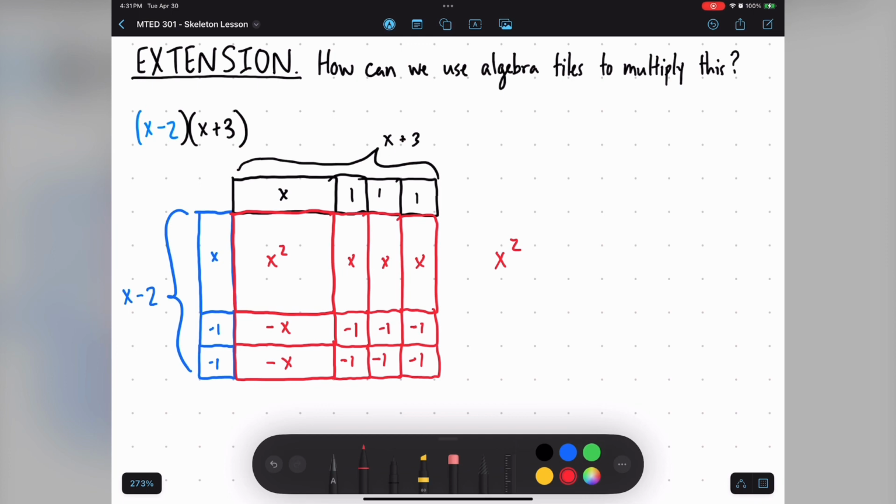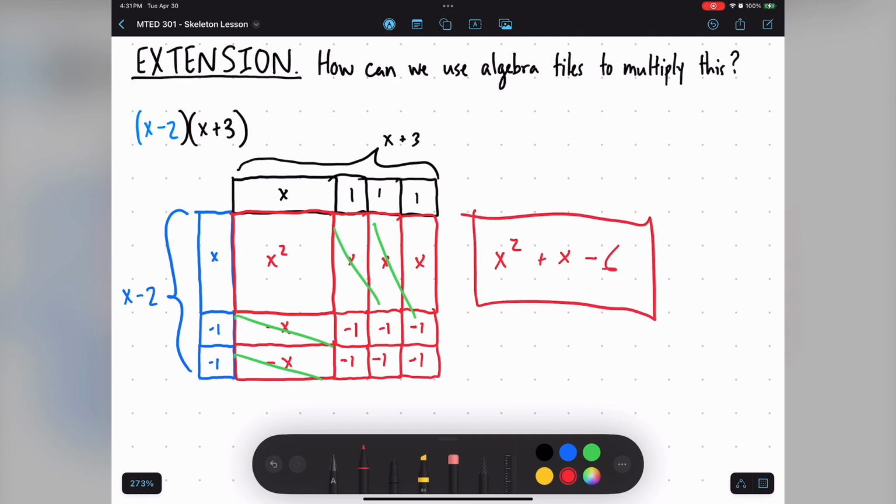So in terms of counting, we're still going to have our x squared there. But now, some of those positive x's and those negative x's are going to cancel each other out. So I'm going to cancel out that positive x with that negative x and that positive x with that negative x, leaving just a single x. And counting up all my singles, I've got -6, so x squared plus x minus 6 is our answer.